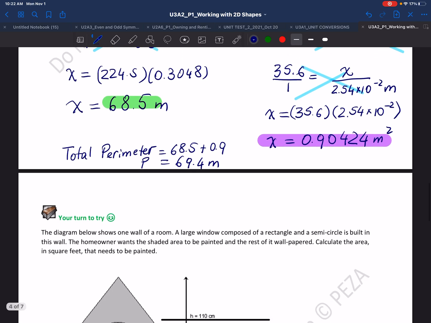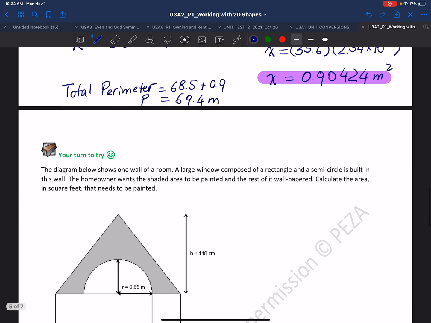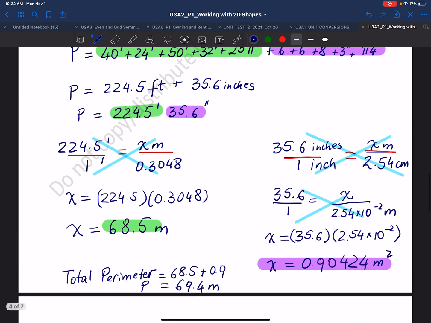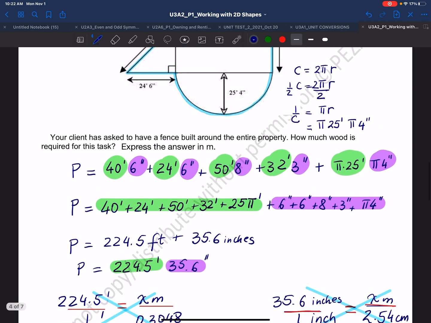So I've actually created another problem for you to try. Please try this on your own. Follow the same instructions as in the previous questions.